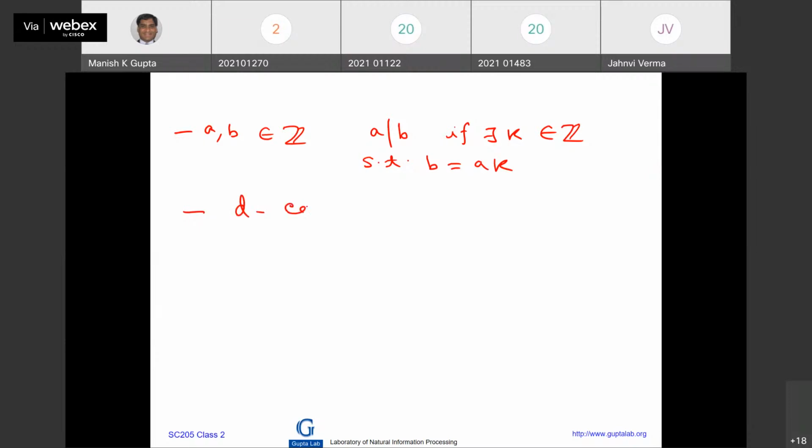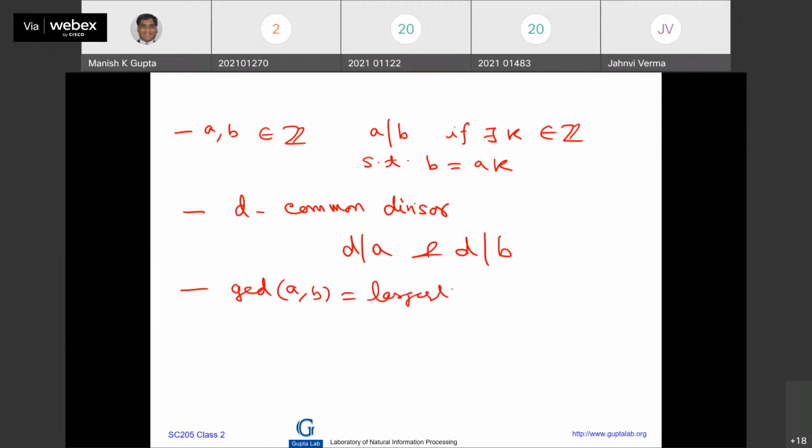A number D is known as a common divisor if D divides A and D divides B, both, right? GCD of two numbers is the largest of the common divisors.